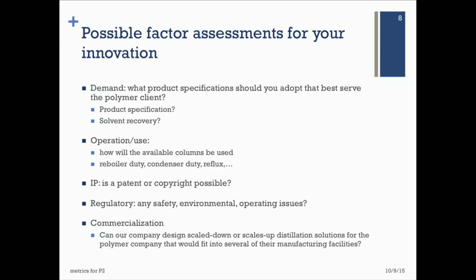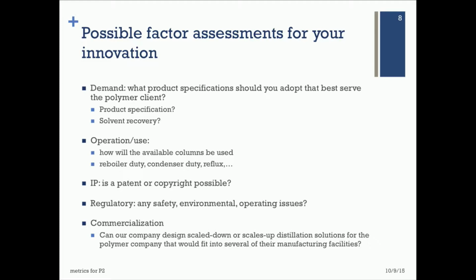So here are some factor assessments for the innovation for this particular process. In terms of demand, what product specification should you adopt that best serves the polymer client? That is, what should you make for the client? Are you going to make just a mixture? Are you going to try to purify into pure methanol and pure isopropanol? What's the product specification going to be? How much of the solvents are you going to recover into each stream?